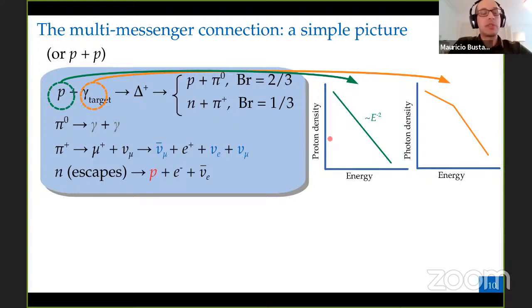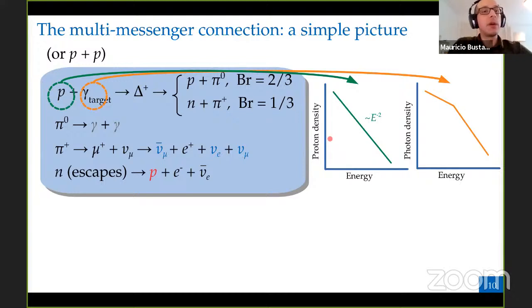Here, on purpose, I'm not distinguishing between neutrino and antineutrino. The reason is, as we'll see later, detectors don't at these energies. And finally, you see that sometimes the delta resonance decays into a neutron. The neutron has no electric charge, so it's not magnetically confined in the source. It escapes, and it beta decays once it has left the source into a proton, and the protons contribute to what we see at Earth as ultra-high energy cosmic rays.